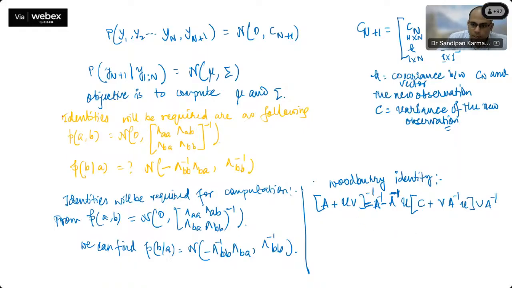So for this Woodbury identity, please find it on Wikipedia. You'll get it. It's a very well established identity. So we are interested in finding out what the sigma of B given A will be. That will be small c, that is the variance, minus K transpose Cn inverse K. So that will be the covariance matrix.